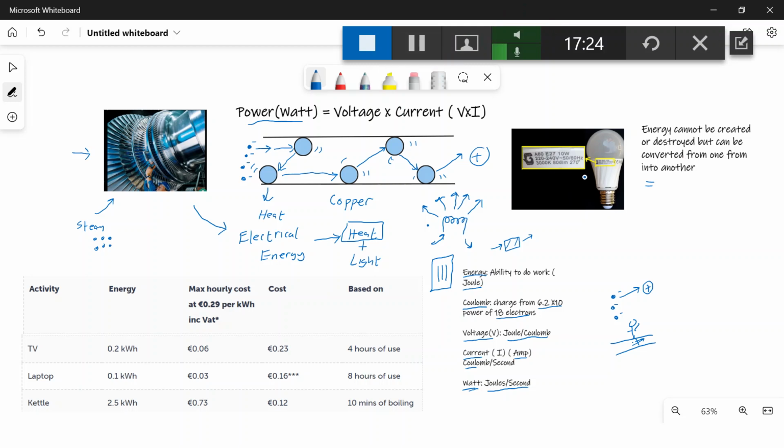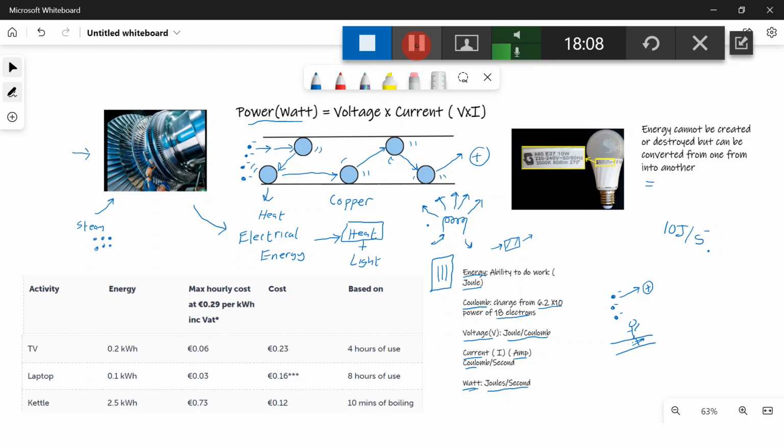So when you look at most electrical appliances, it'll tell you, for example, the wattage of the appliance. If we take, for example, this electric bulb here, this electric bulb is a 10 watt electric bulb. So that means that it's going to convert 10 joules of electrical energy per second. Okay, so it's going to use up 10 joules of electrical energy every second. That's a way to think about wattage.